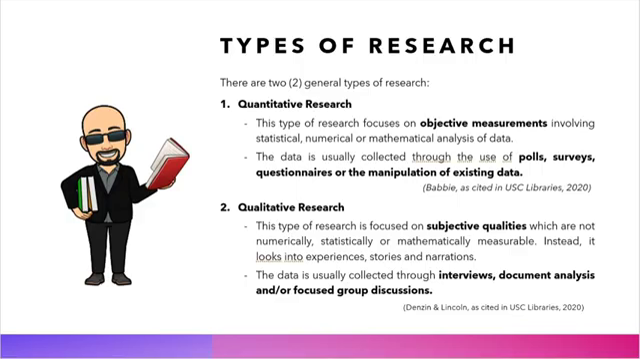Simply put, the data that is usually collected from quantitative research is measurable, statistical, numerical, or mathematical. And we are able to collect that data with the use of polls, surveys, questionnaires, or even the manipulation of existing data. Data coming from other researches, which we use and manipulate in order to glean or acquire new concepts or new perceptions. The second type of research is the qualitative research.